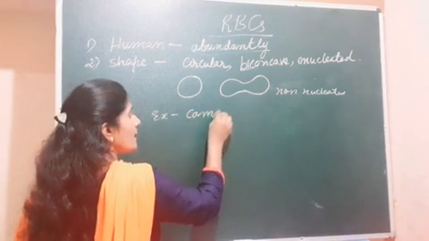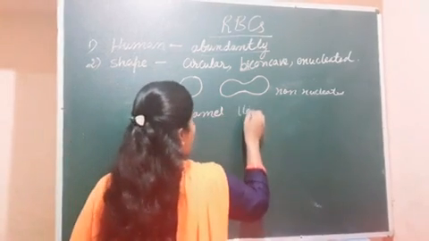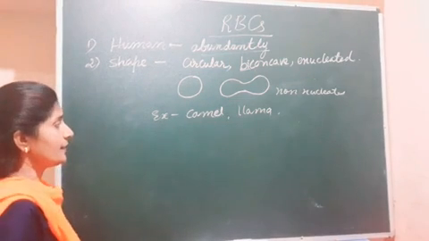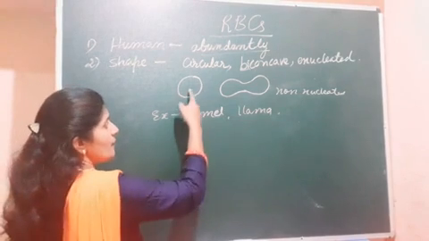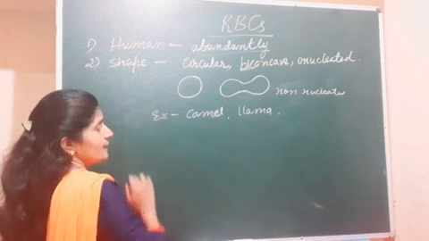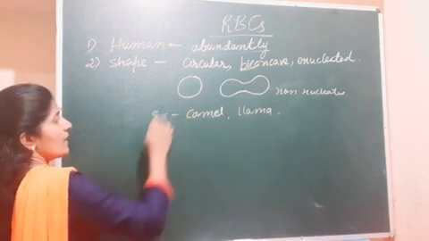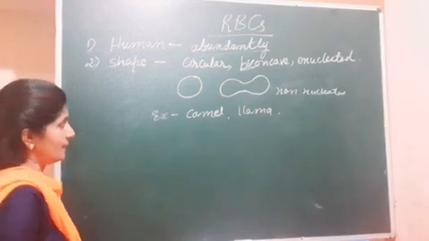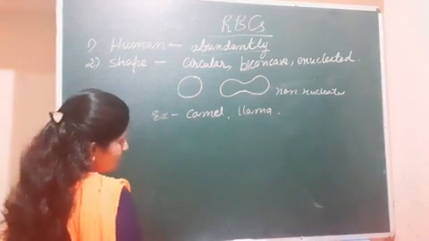Camel and llama. In these two animals, RBCs are nucleated. When you collect RBCs from camels and llamas and observe them, you will find the nucleus in their RBCs. So these two are the exceptions, camel and llama. But in all the remaining mammals, RBCs are non-nucleated. This is the shape of RBCs.